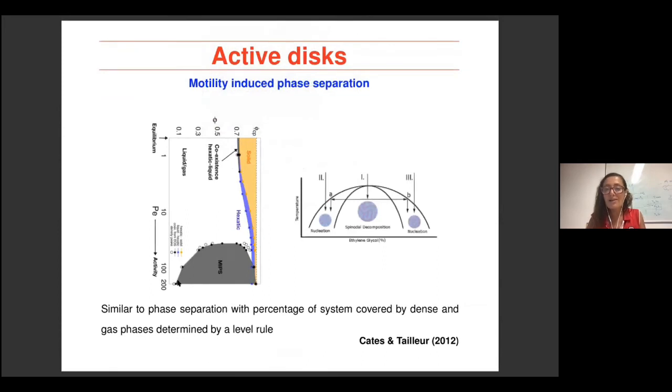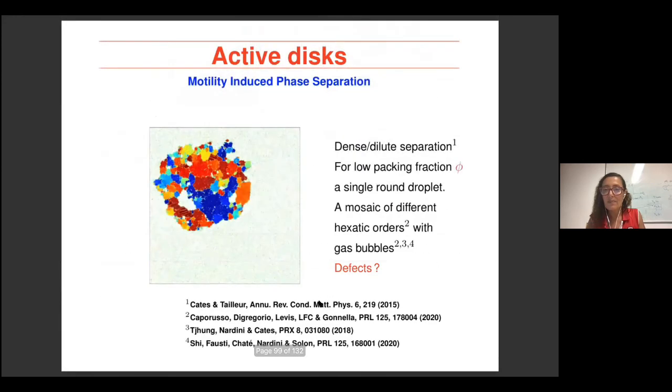Okay, this was the comparison, which I said in words, between this motility-induced phase separation and the normal equilibrium phase separation discussed by Cates and Tailleur in the original paper. Now, something else which can be said about this droplet is that it's not homogeneous within. Apart from the bubbles that I have already discussed, there are also patches of different colors that we highlighted here. And what does this coloring mean?